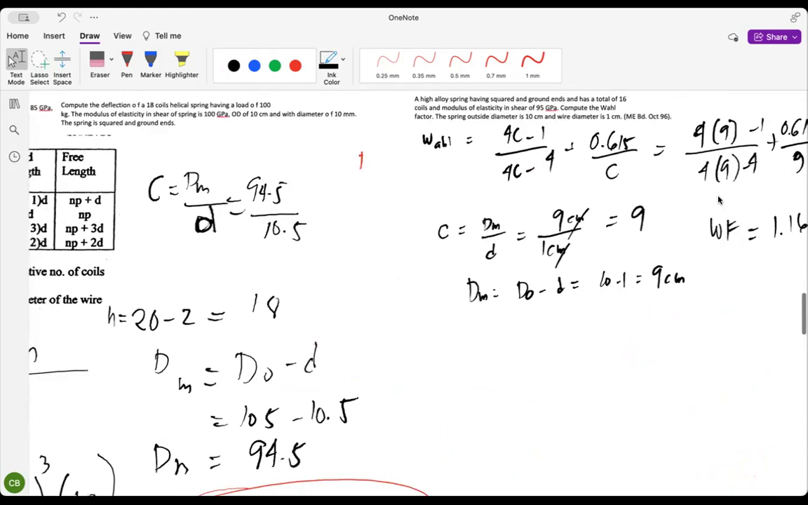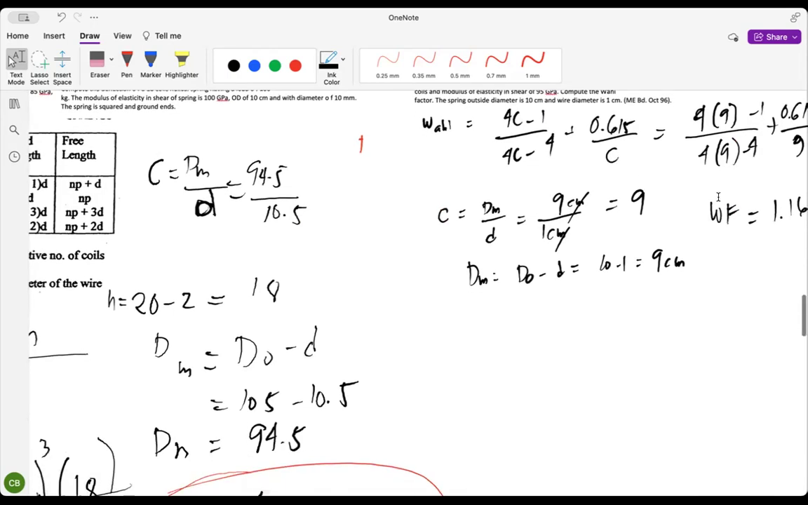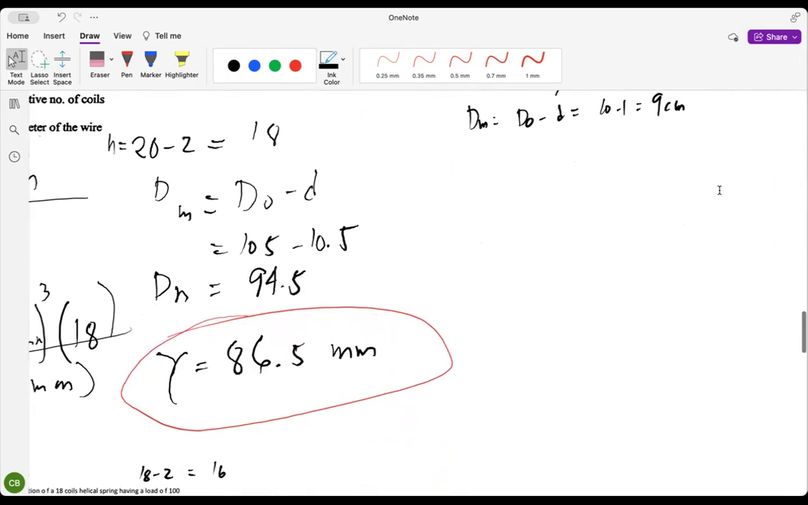Okay, then next we also have the computed deflection of an 18 coil helical spring having a load of 100 kilograms. The modulus of elasticity in shear of the spring is 100 gigapascal, outside diameter of 10 with a wire diameter of 10 millimeter. The spring is square and ground end. So from here, you can check this out.